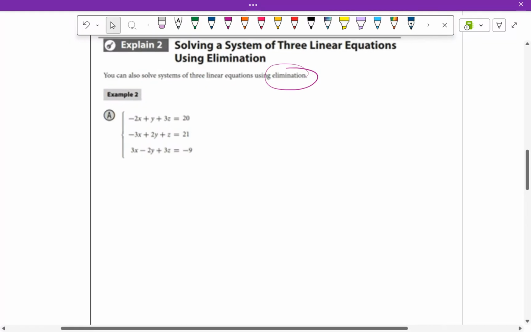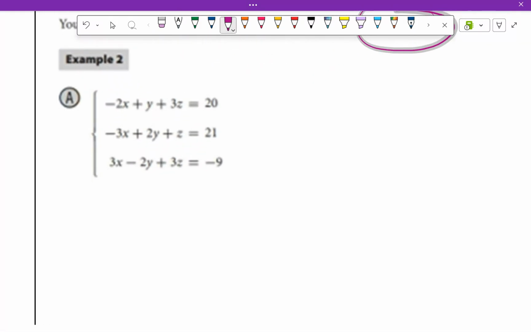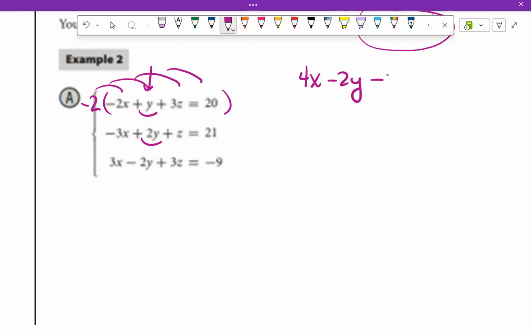And I'm looking at my choices here. It looks like I can choose anything I want, but I'm looking for the same coefficient with opposite signs. I'm seeing that in both x and y. But one of my equations just has a y with a 1 coefficient, so I kind of like the y's better. So I know I need to get this coefficient up to -2, so I'm going to multiply this by -2. I'm distributing that through all three terms. So that would give me 4x minus 2y minus 6z equals -40.